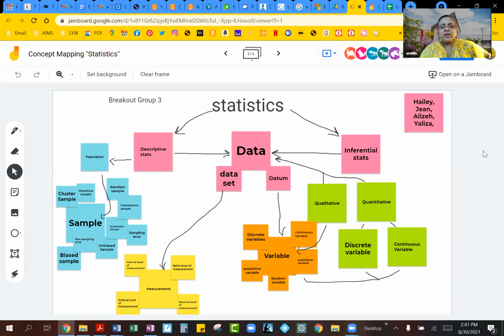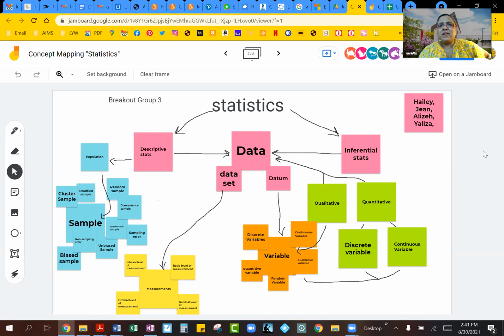Yeah, it looks like you brought your qualitative and quantitative in with the variables, but then you took a separate approach with the data also breaking down into those two categories. Yeah, because we color coded everything, so we wanted it to be organized. That's very interesting. First time I've seen that, but it works for sure.